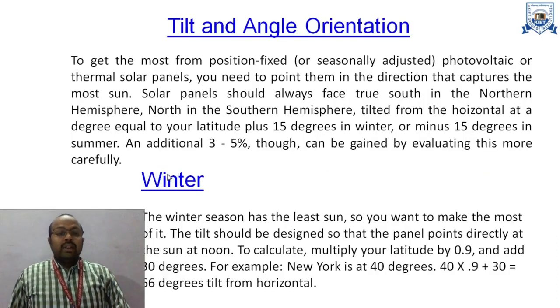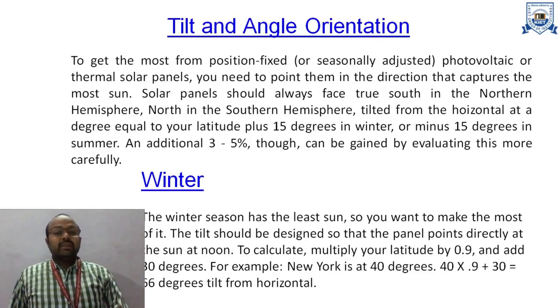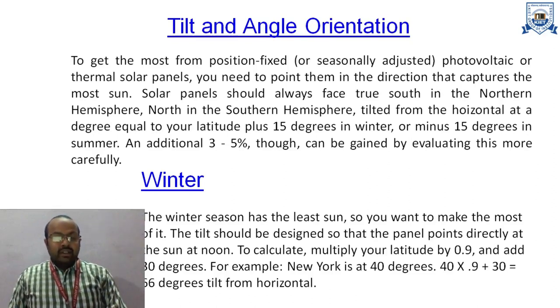Now tilt angle orientation. To get the most from a fixed position, a photovoltaic system must be designed at a particular angle so that it receives the maximum radiation or light energy. The tilt angle plays a necessary role in receiving radiation energy. In India we match the position at around 26 to 28 degrees. For Delhi, a 27.5 degree orientation receives the maximum radiation throughout the year.